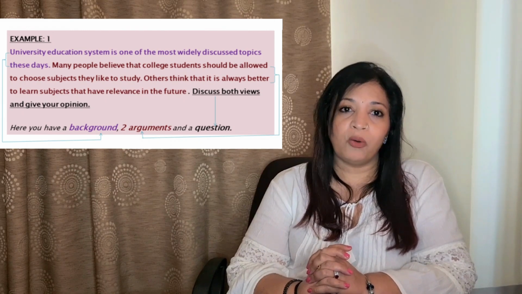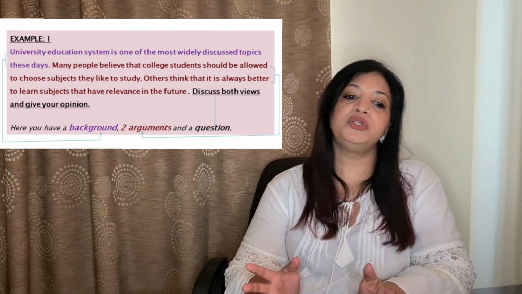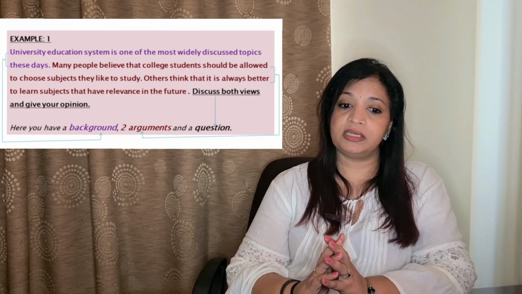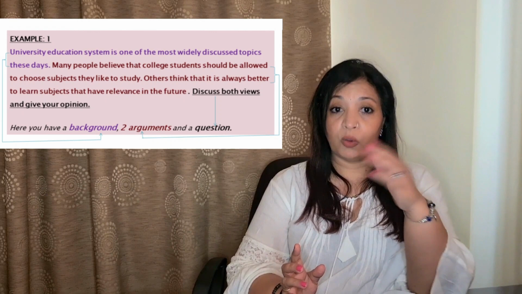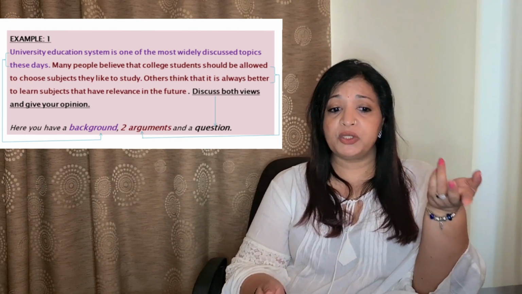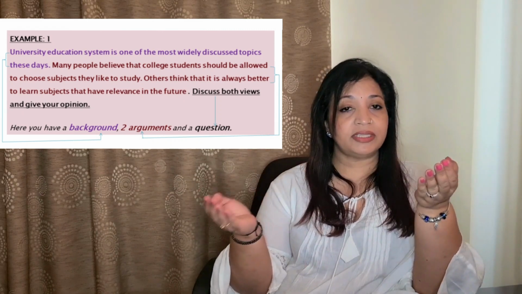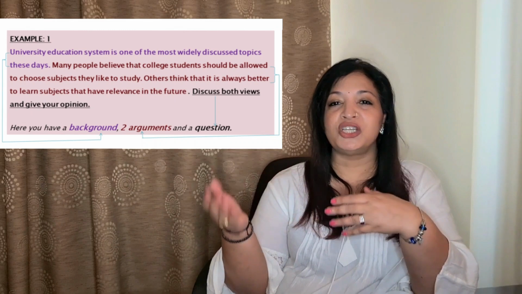Now the second and third sentences that you see are the arguments. You have 2 opposing views. Many people believe that college students should be allowed to choose subjects that they like to study. So that's the belief of one group of people. Then others think that it is always better to learn subjects that have relevance in the future. So there is another section of people who believe just the opposite.